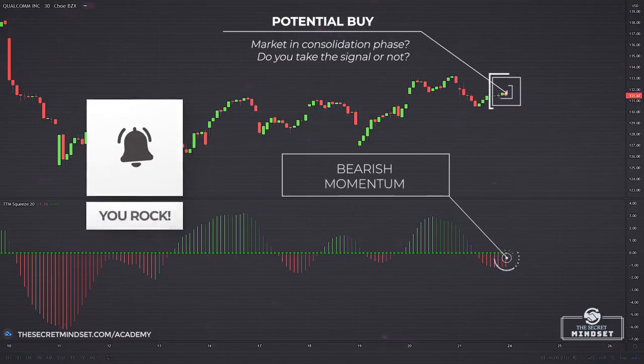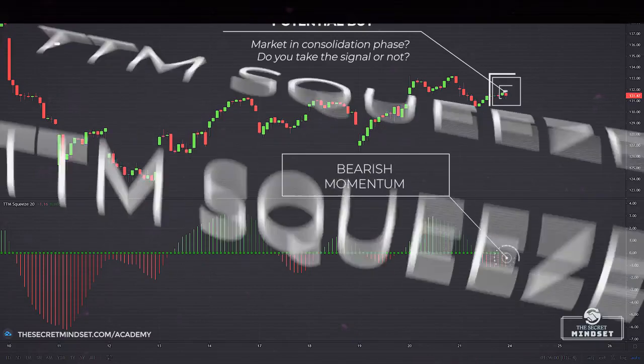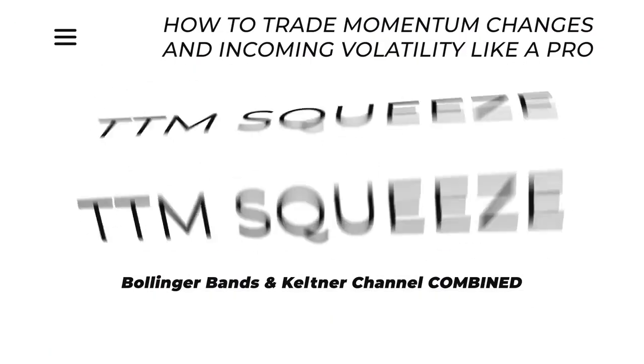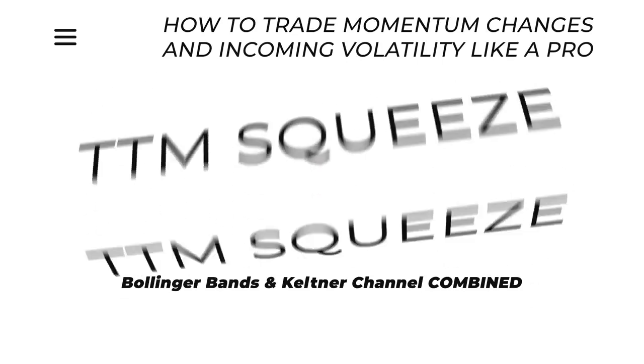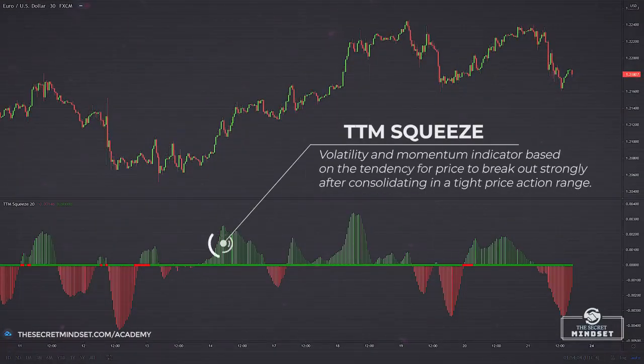Luckily for us, there's an interesting tool that can help to detect when such a switch from consolidation to trend might be near. In today's video, we'll discuss the TTM squeeze indicator, and I will share how to use it and how to trade with it to find the best setups. TTM squeeze is a volatility and momentum indicator, which is based on the tendency for price to break out strongly after consolidating in a small price action range.